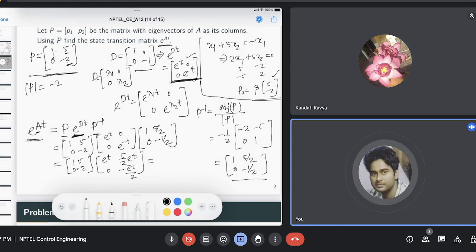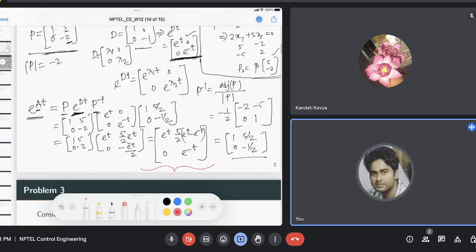And if we simplify that, we get the state transition matrix: e to the power t, 5 by 2 (e to the power t minus e to the power minus t), 0, e to the power minus t. So this is the state transition matrix of the original A matrix, that is e to the power At. So we see that we can compute it directly using the diagonal form.